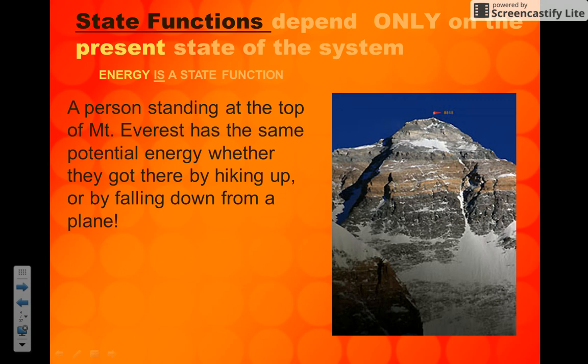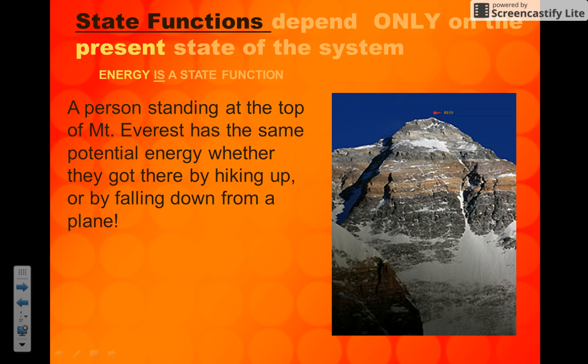The person standing up here on top of Mount Everest has the same potential energy, whether they got up there by hiking all the way up from the bottom, or if someone were to have flown them over in an airplane and they parachuted and fell down from the plane. So the point is that the potential energy of the person is relative to its position. It doesn't matter how you get there. The point is that you're there.